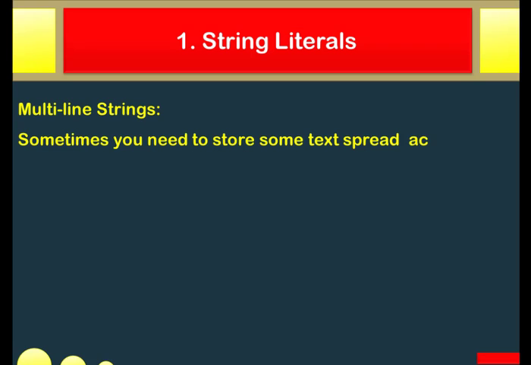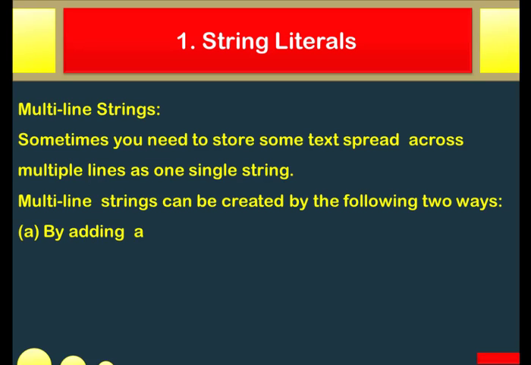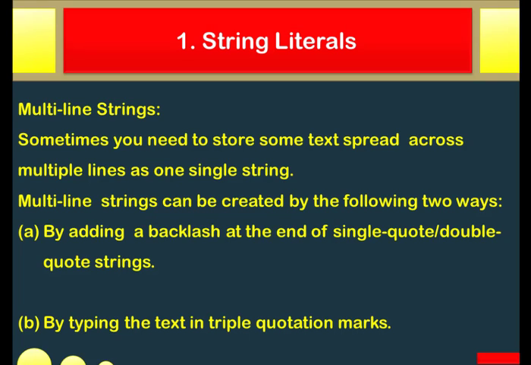Sometimes you need to store some text spread across multiple lines as one single string. A multi-line string can be created in the following two ways: by adding a backslash at the end of each line of the single quote or double quote string, or by typing the text in triple quotation marks. So single line and multi-line, we'll see them.